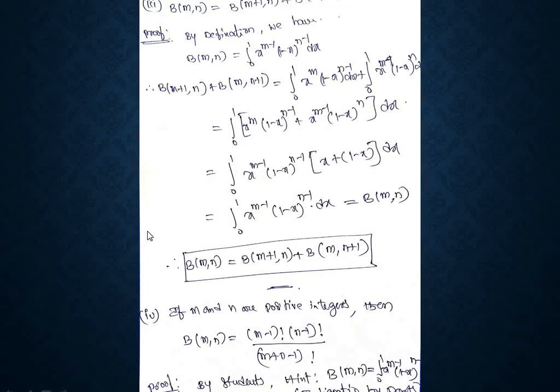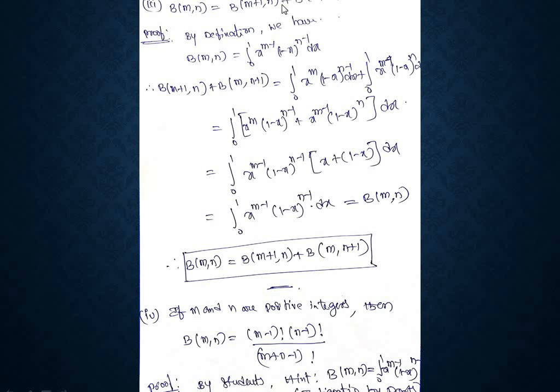Clear? And next one, the third property also we can prove. Beta of m comma n is equal to beta of m plus 1 comma n plus beta of m comma n plus 1. This one also we can prove easily by using the basic definition of beta function. All of you know that the basic definition of beta function is given by beta of m comma n is equal to integral 0 to 1 x power m minus 1 into 1 minus x power n minus 1 dx.